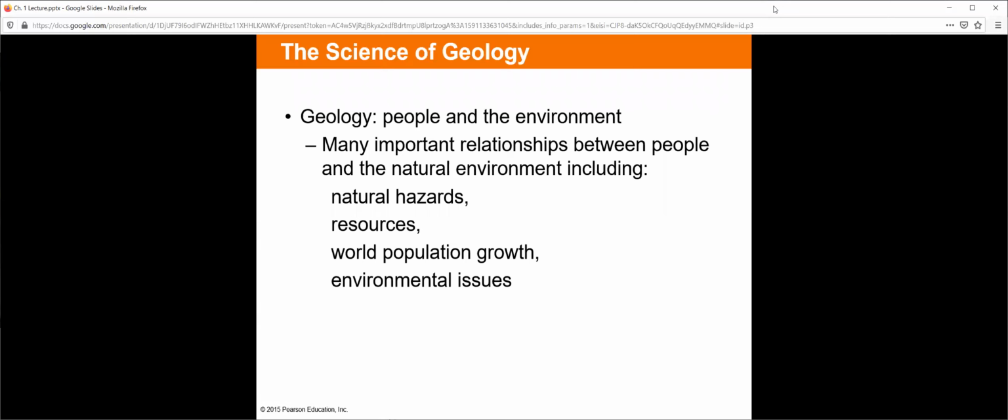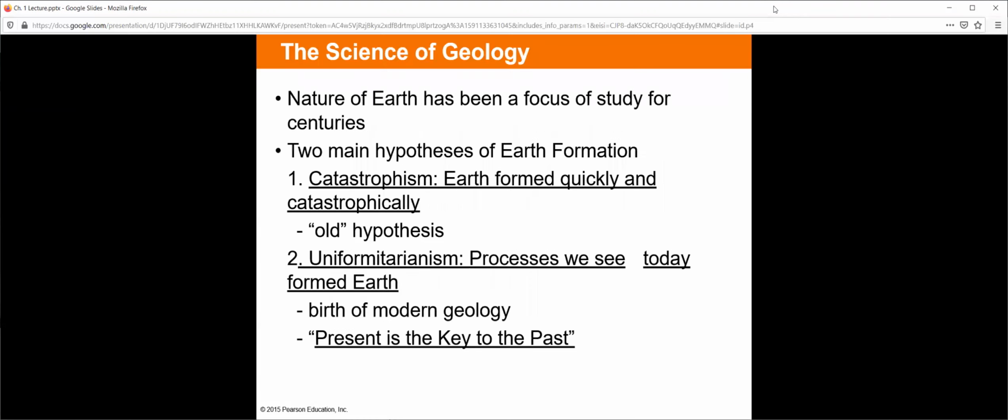You can think of geology not just as rocks, also people and the environment. Many important relationships between people and the natural environment include natural hazards, resources, population growth, and environmental issues. Geology plays a key role in all of these. The nature of Earth has been a focus of study for upwards of 2 centuries.